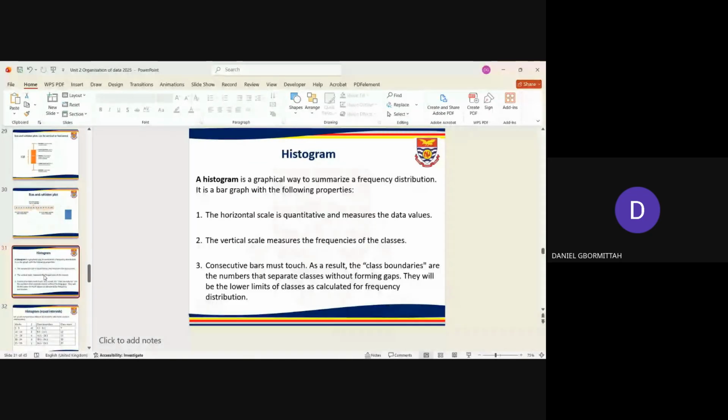So can we move on? Yes, sir. Histogram. Here we come.